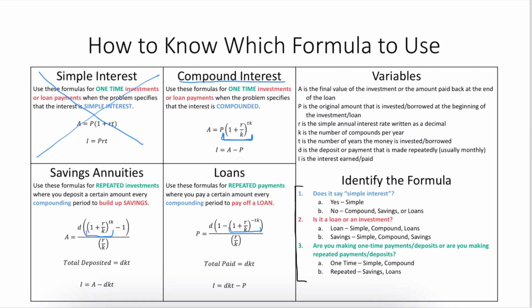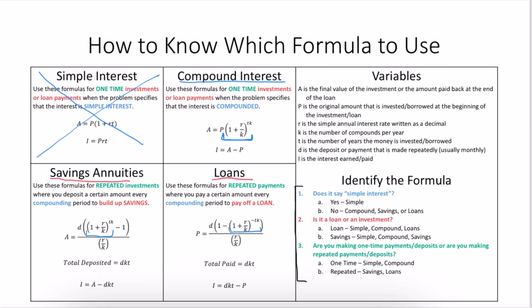So the next question can help us narrow it down one more, because the next question says, is it a loan or an investment? If it's a loan, it could be the simple interest, it could be compound interest, or it could be loans, but it can't be savings. And similarly, if it says that you're investing it or saving money or something like that, then you're not going to use the loans formula. So question 2 will help you eliminate either this section or this section.